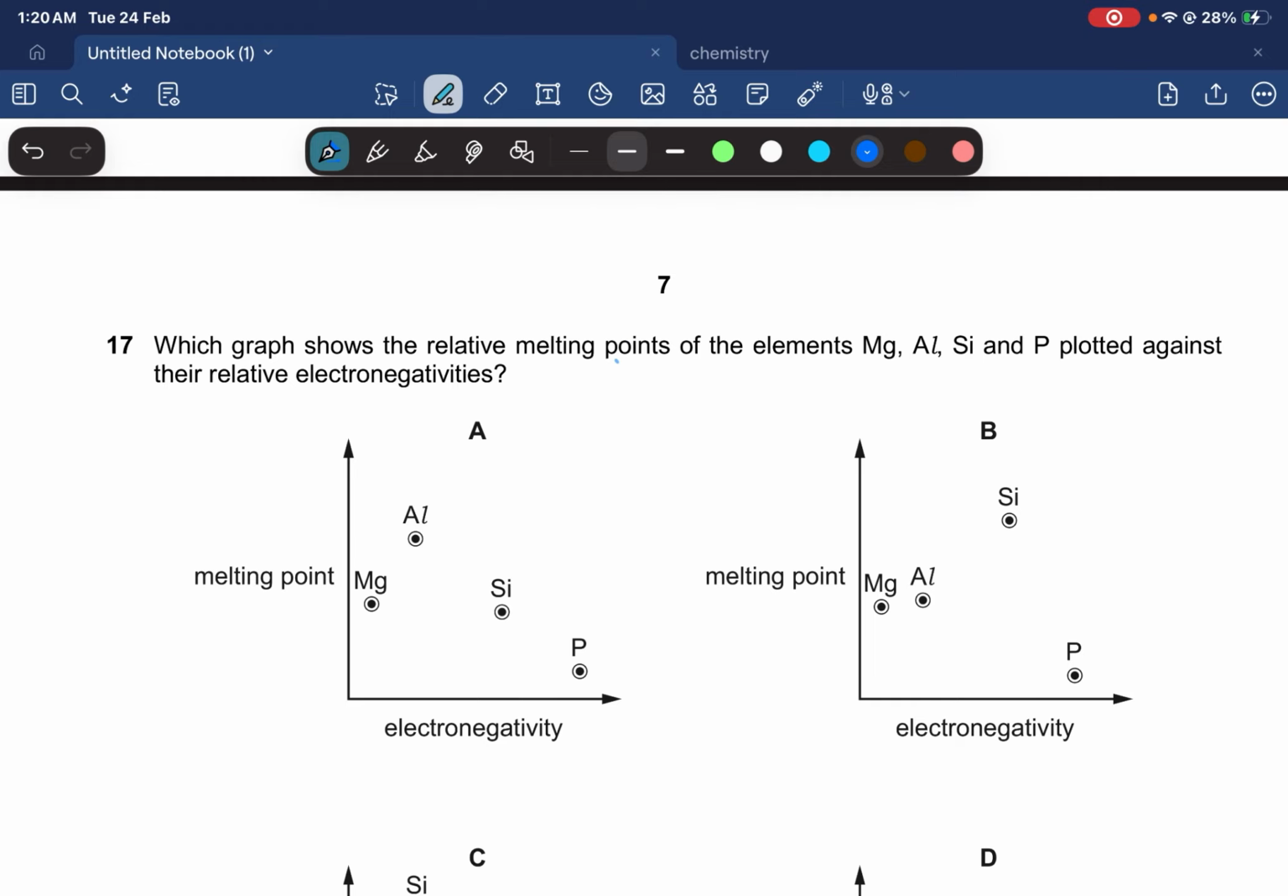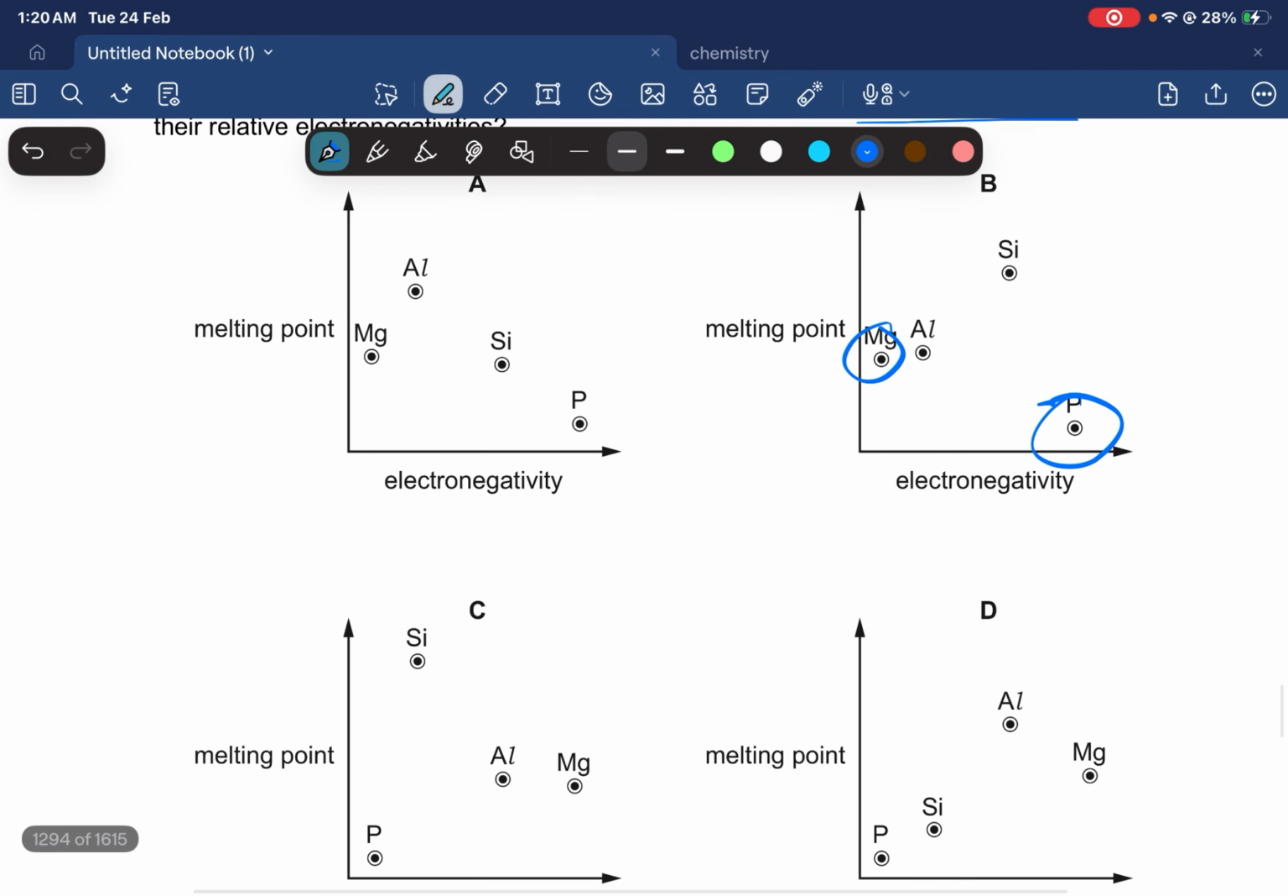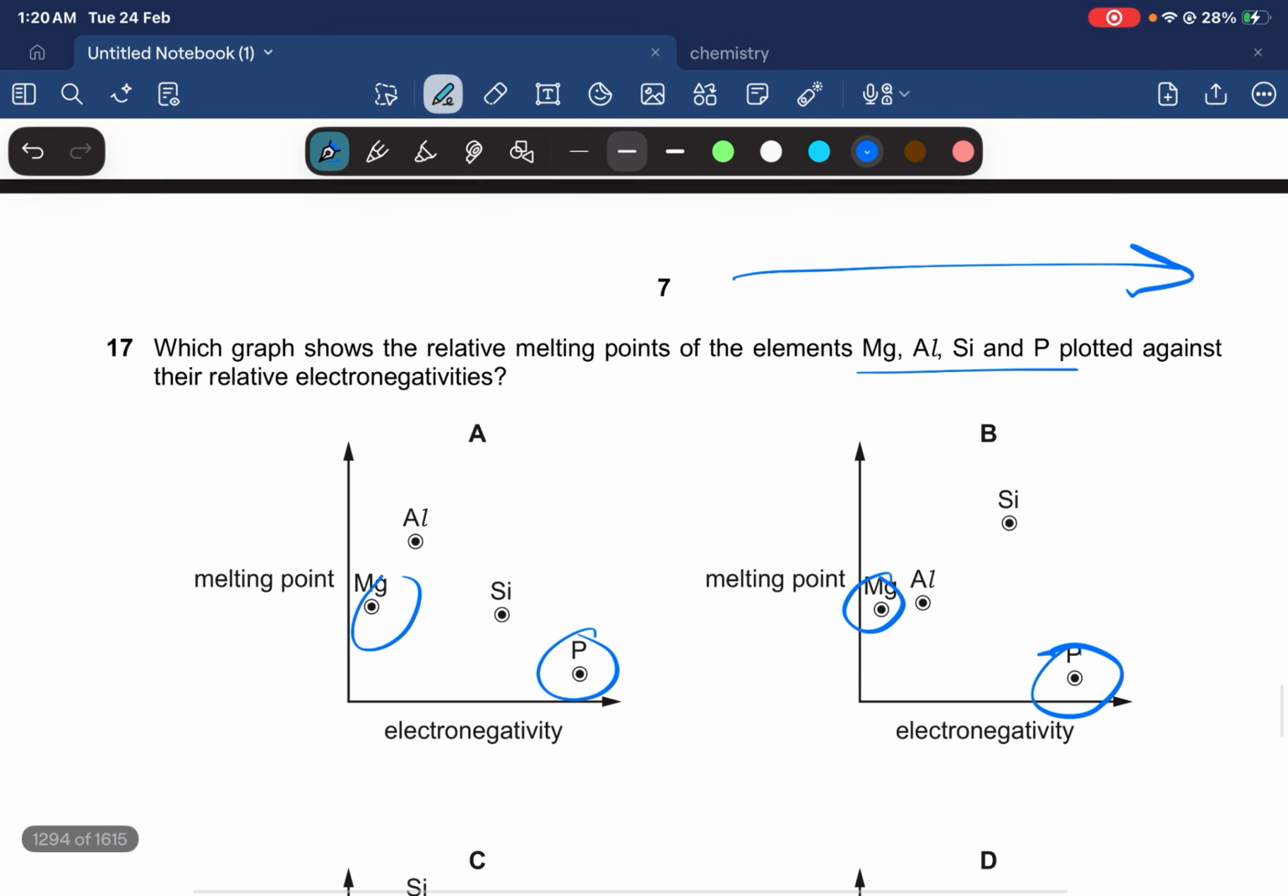Which graph shows the relative melting points of the elements magnesium, aluminum, silicon plotted against their relative electronegativities? We know as we move across the period, electronegativity is going to increase. So phosphorus is going to be most electronegative and magnesium is going to be least. Now comparing the melting points, we know that silicon is going to have the highest. So silicon should be at the top of the melting point. Yeah. Option B.